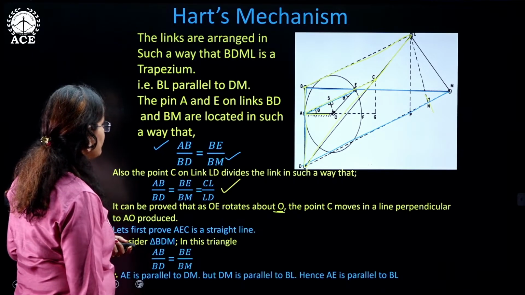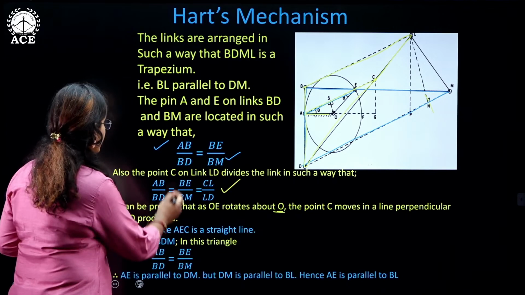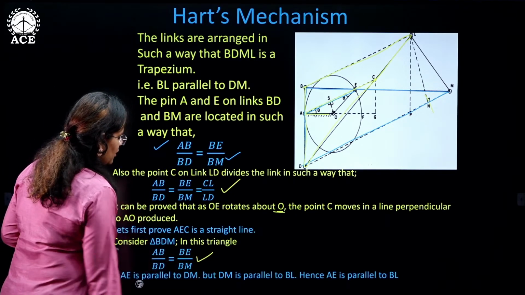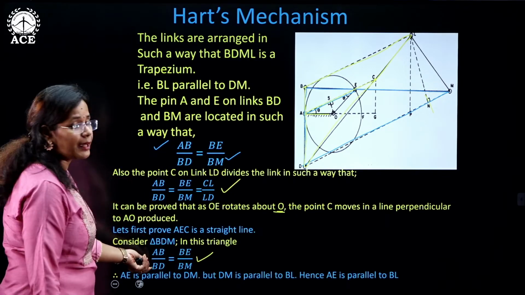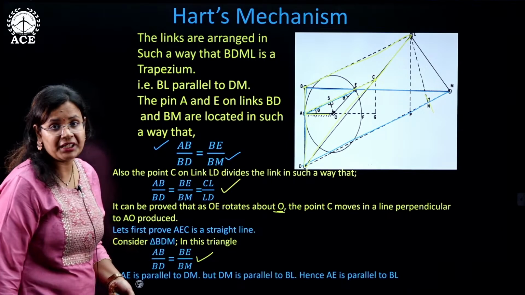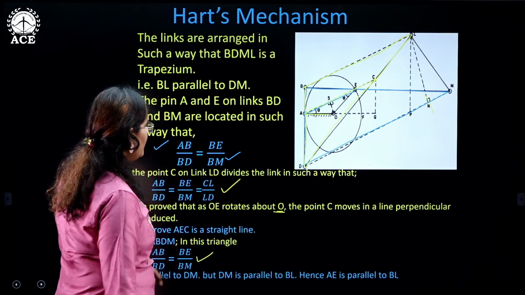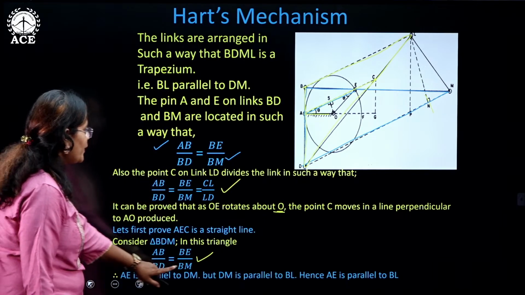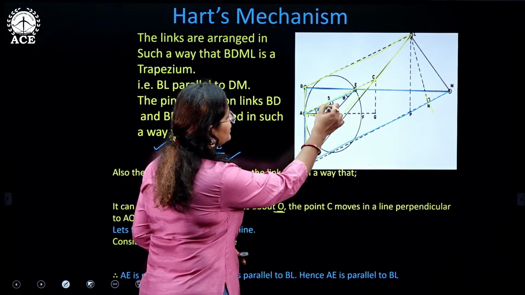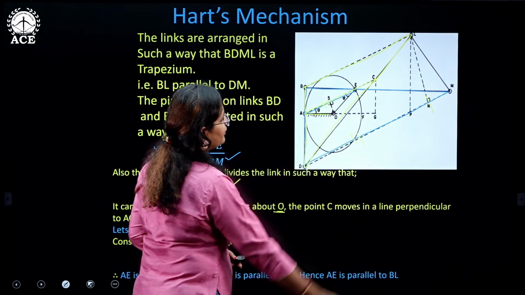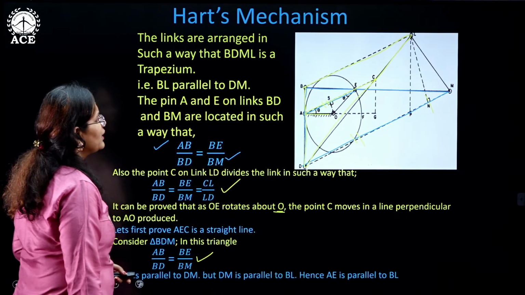We have to first consider triangle BDM. See, the same ratio I have taken over here. In this triangle, we can say AB by BD is equal to BE by BM. If I say that, then we are saying that the line AE is parallel to DM. By this I can say that this line is parallel to this particular line. AE is parallel to DM.